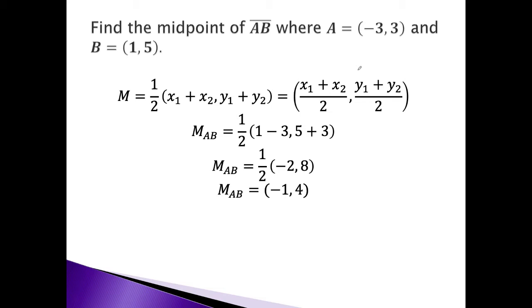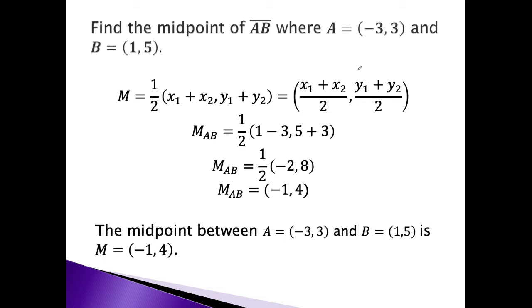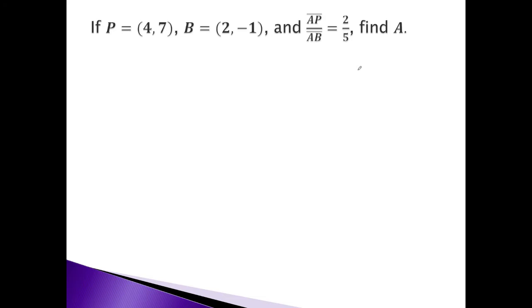So when you're finding the midpoint between A and B, you're finding the average between A and B. So if I look at the midpoint between (-3, 3) and (1, 5), it is (-1, 4).